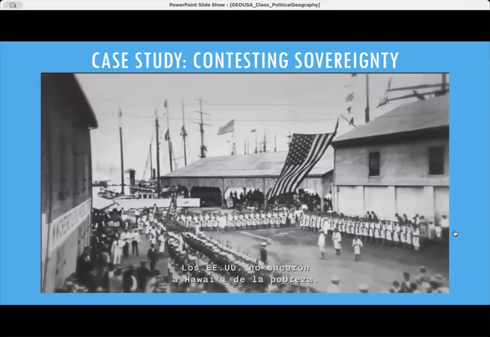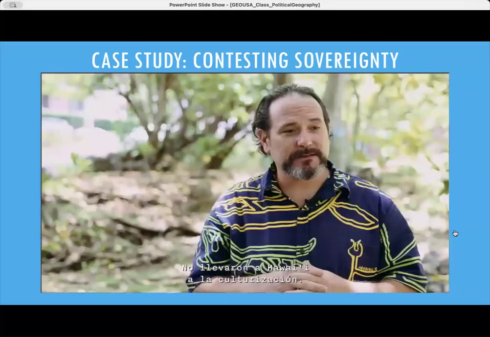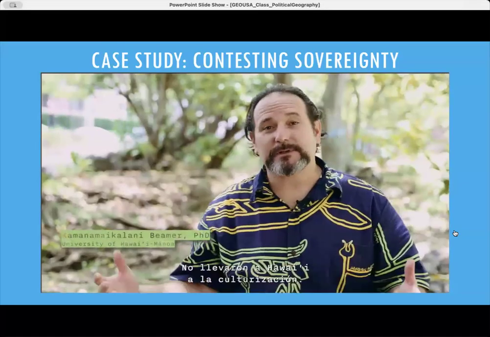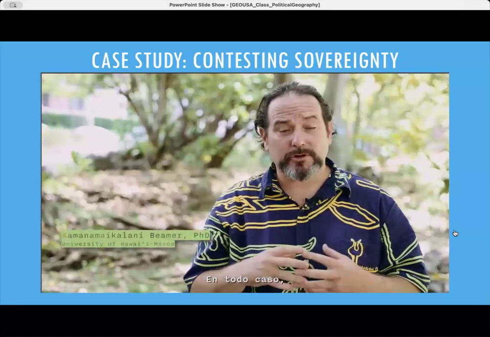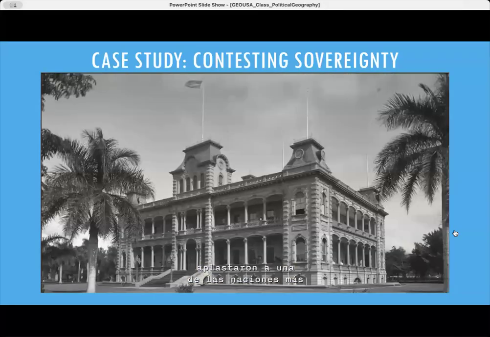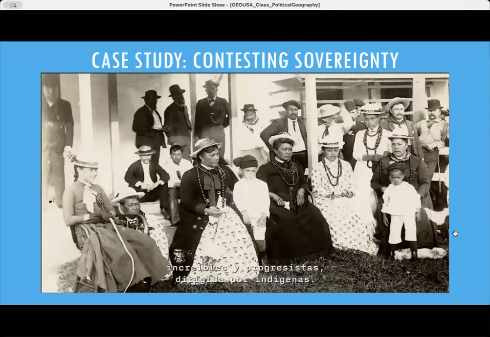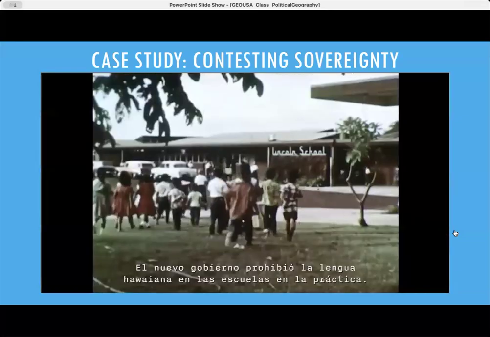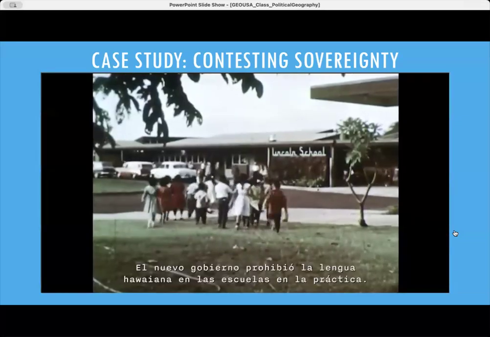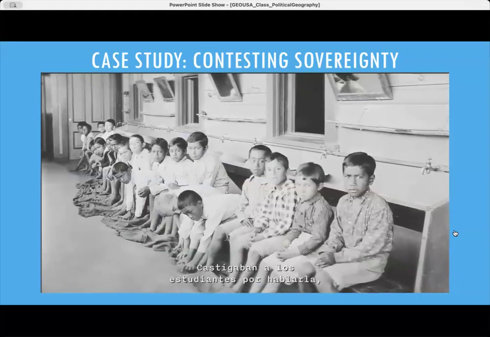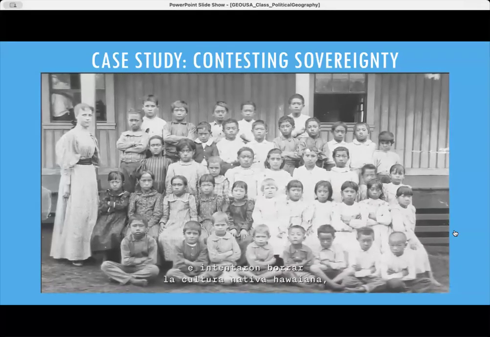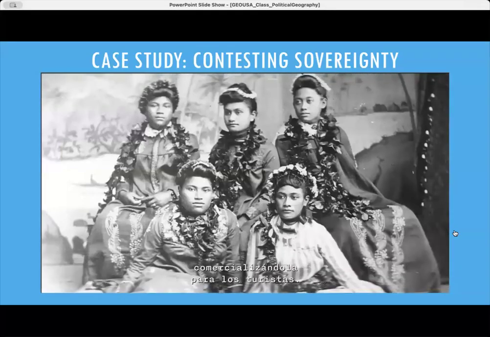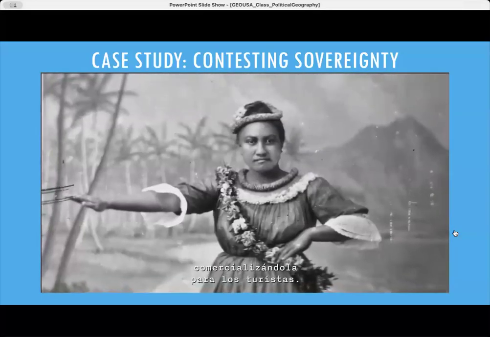The United States did not bring Hawaii out of poverty. It did not bring Hawaii into enlightenment. If anything, it crushed one of the most amazing, progressive places and indigenous-led nations on the planet. The new government effectively banned Hawaiian language in schools. Students were punished for speaking it, and they attempted to erase native Hawaiian culture, turning it into something to be marketed to tourists.